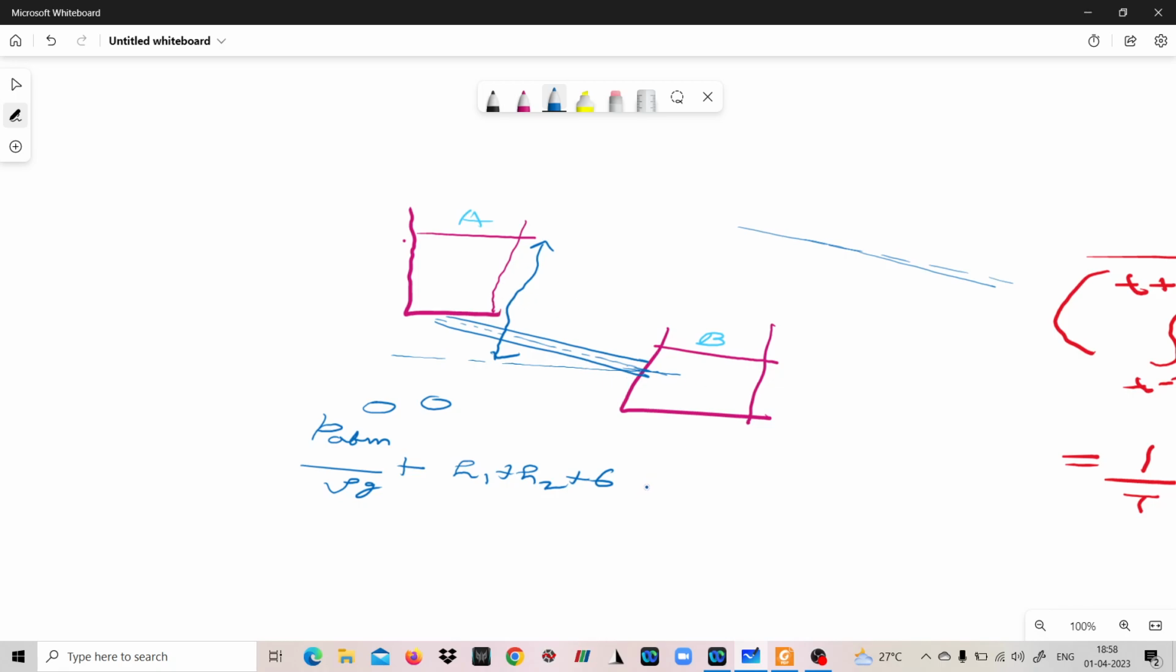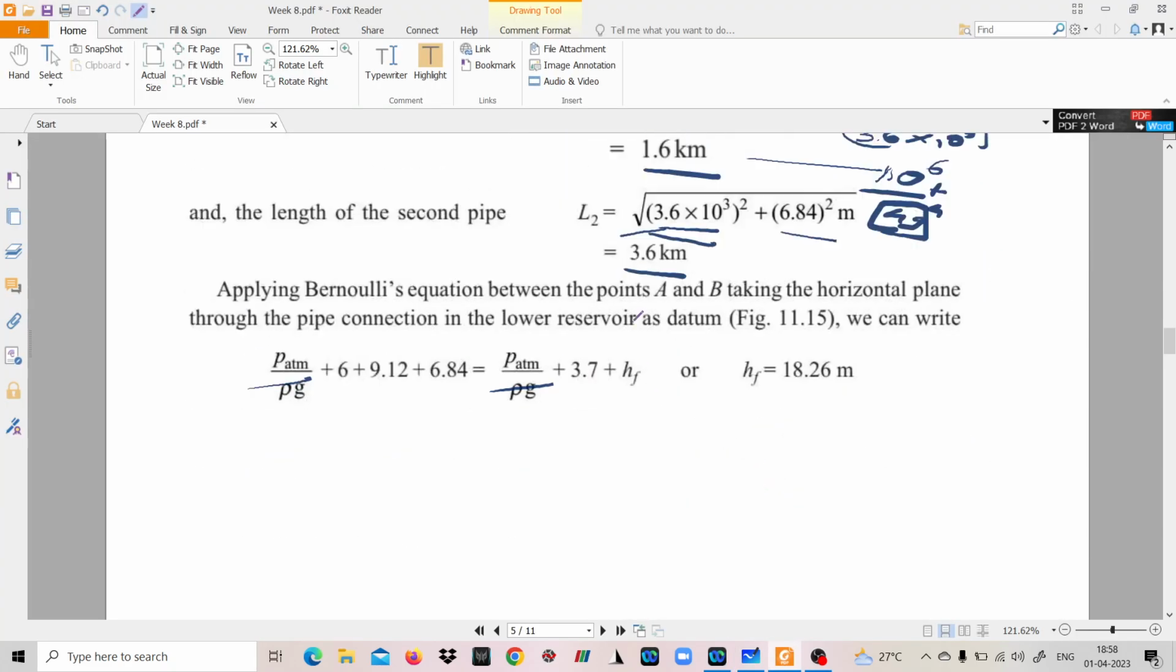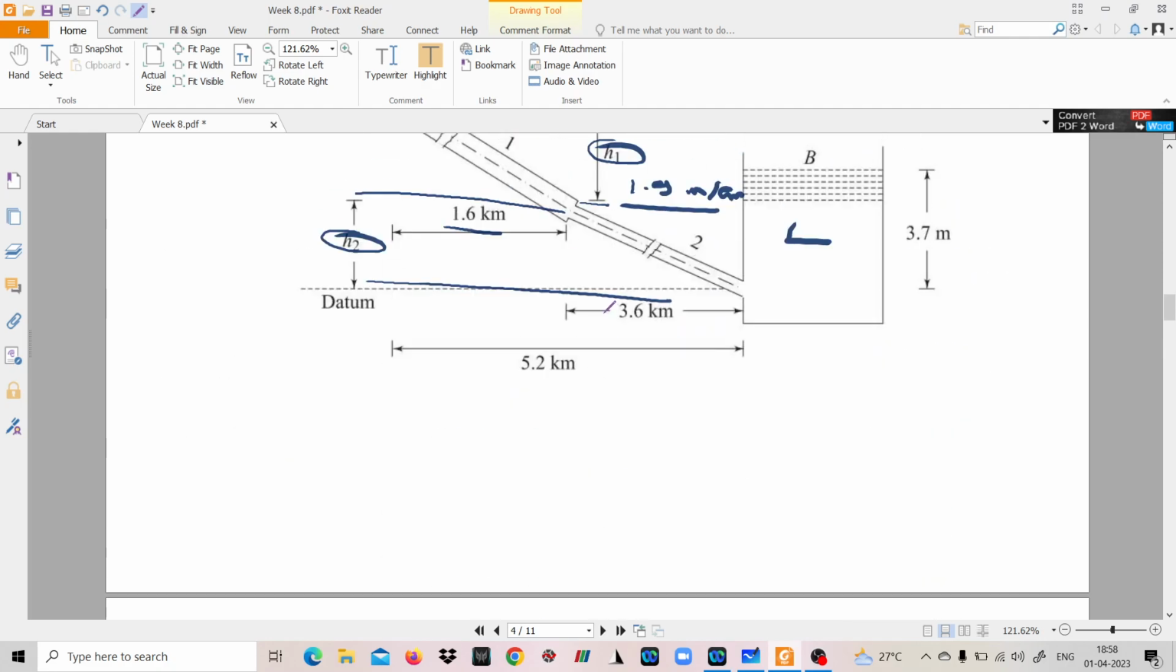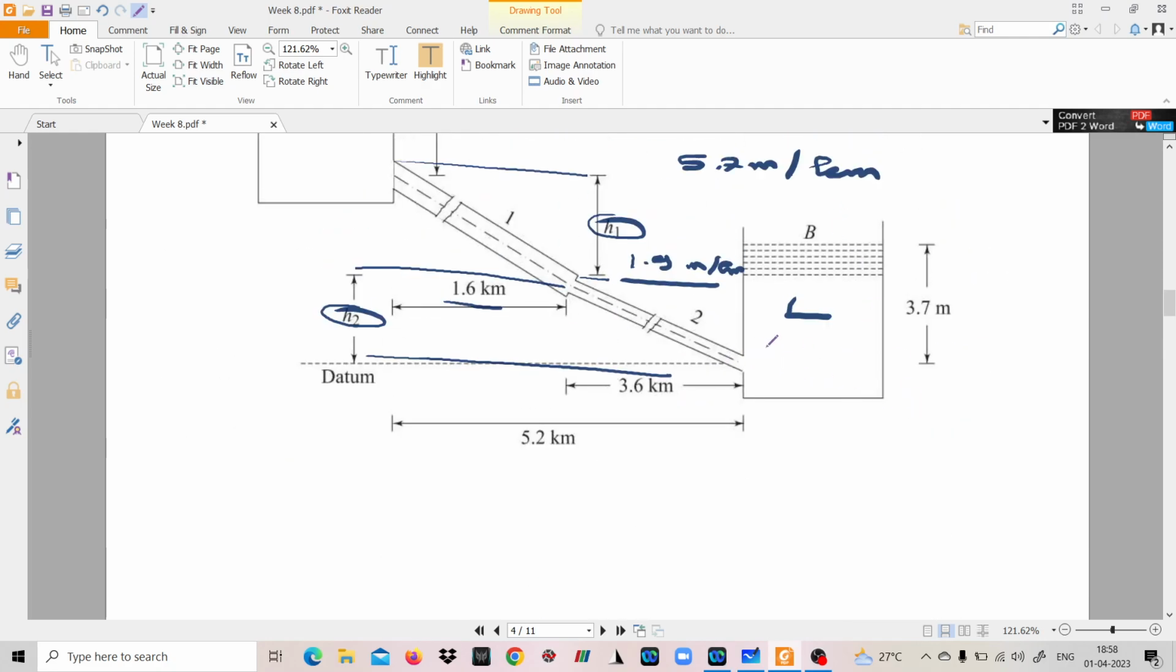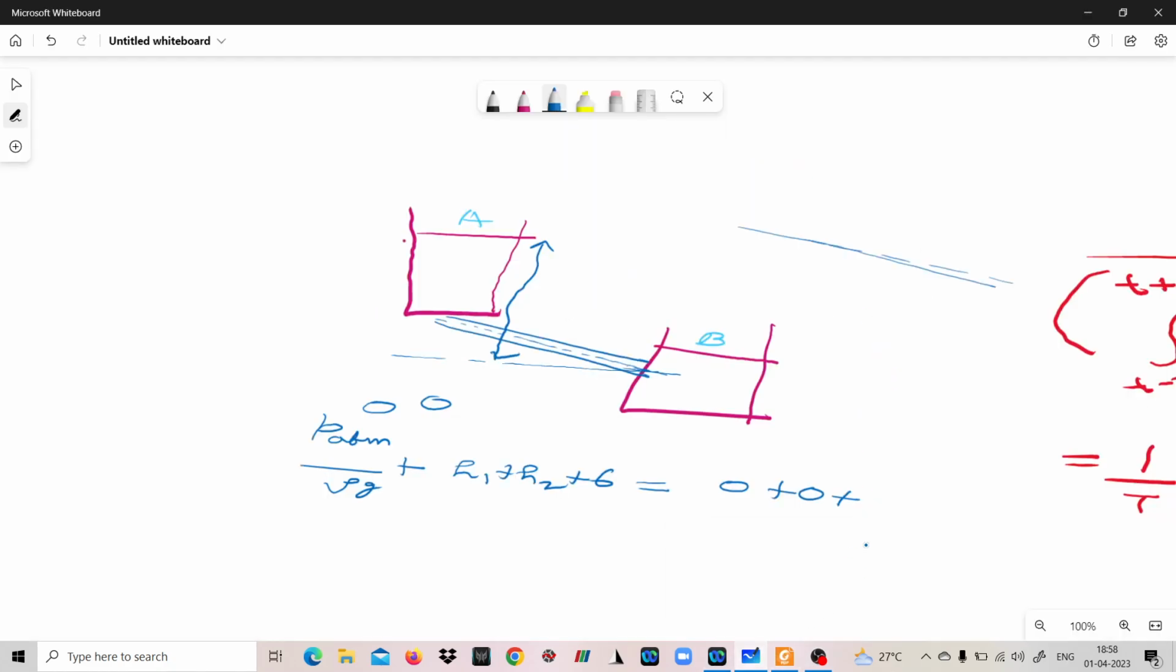This is equal to, again, for this point B, the pressure head, if you take the gauge pressure measure, is 0, plus velocity head is 0. Is there any datum head for this? Definitely there will be datum head. What is the datum head? From here to here, 3.7 meter, right? So if this is 3.7, plus there will be some head loss. HL I am writing, plus there will be some head loss.